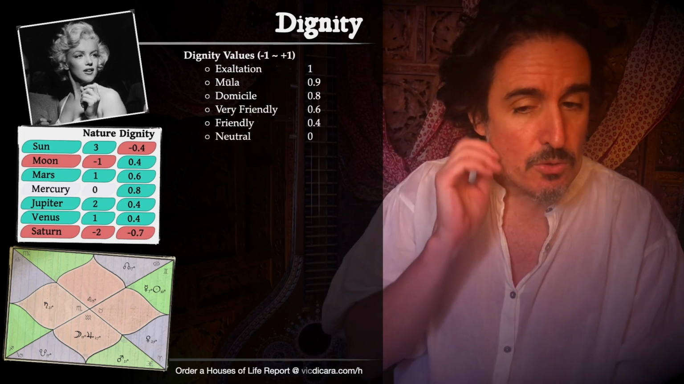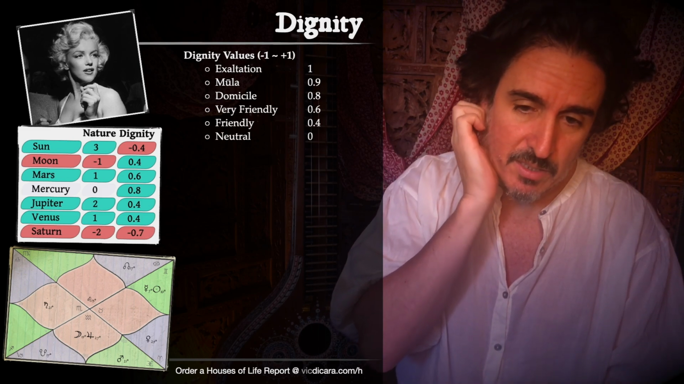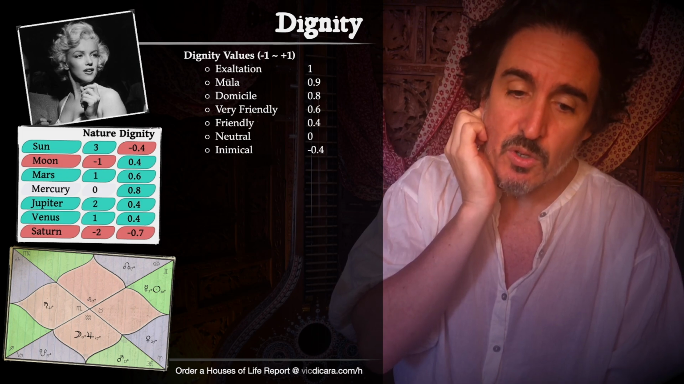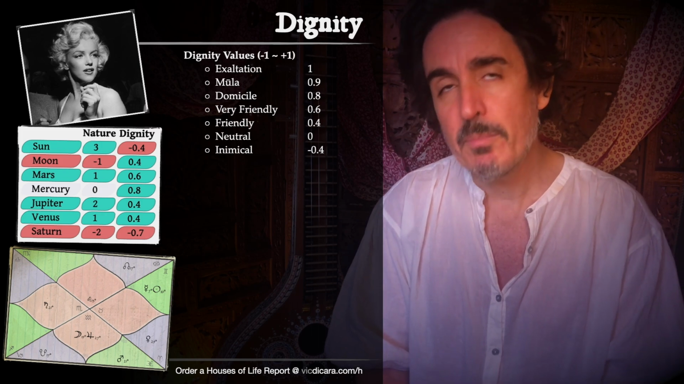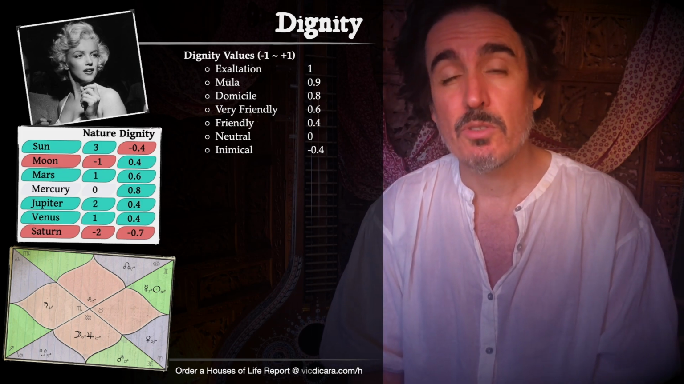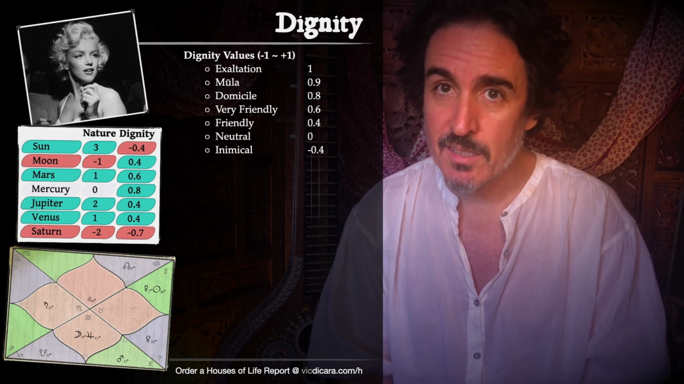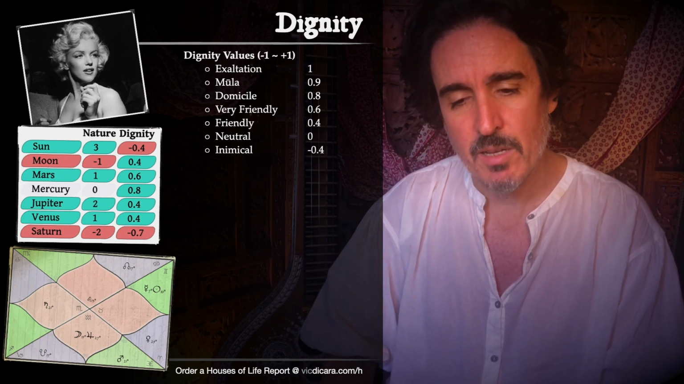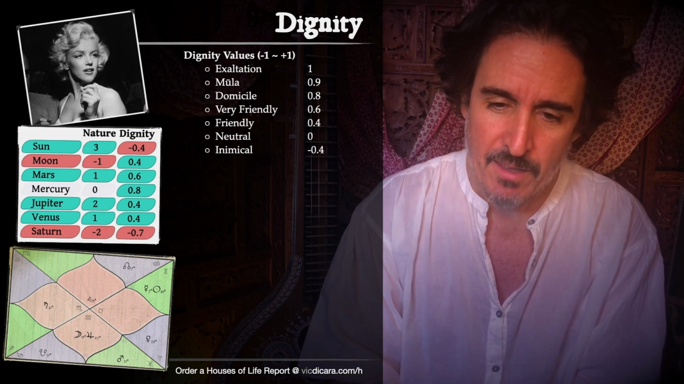Then a planet could be a neutral dignity, which none of her planets are in. And then a planet could be an inimical dignity, which her sun is in. So the sun is in Gemini, which is Mercury's sign. The sun is usually neutral to Mercury. But because Mercury is right next to the sun, they're too close together, it makes the dignity go down 1 step. So it becomes inimical. So the sun's dignity value is -0.4.